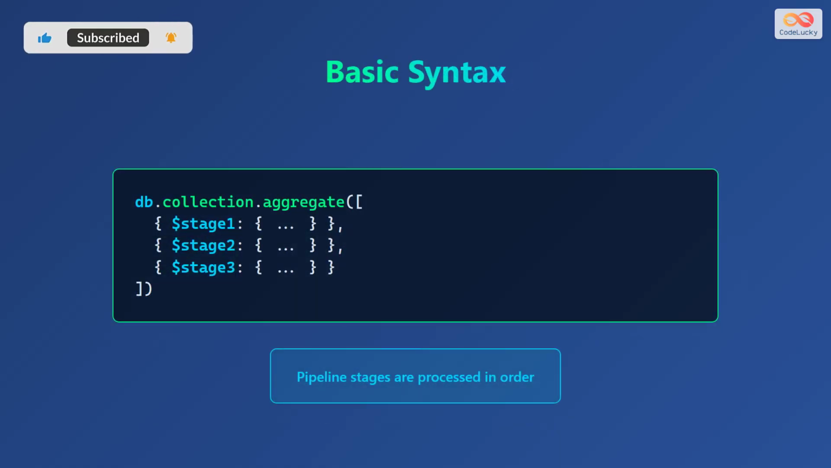Now let's look at the basic syntax for using the aggregation framework. You use the command db.collection.aggregate. Inside the aggregate function, you define an array of stages. Each stage represents a specific operation you want to perform, like filtering, grouping, or transforming your data. These pipeline stages are processed in the order they appear in the array.